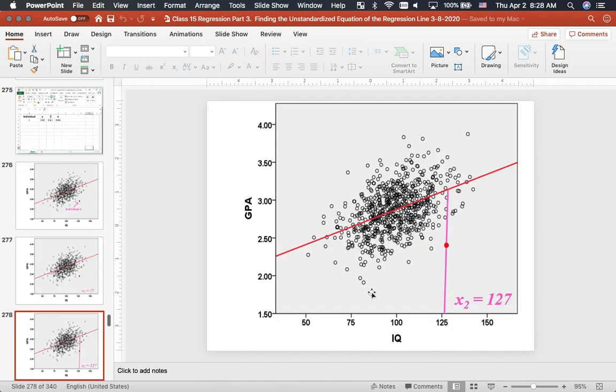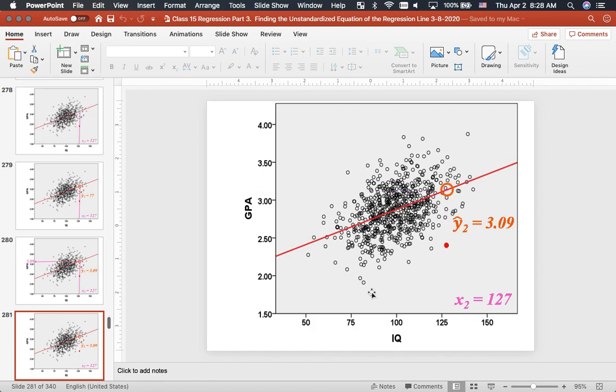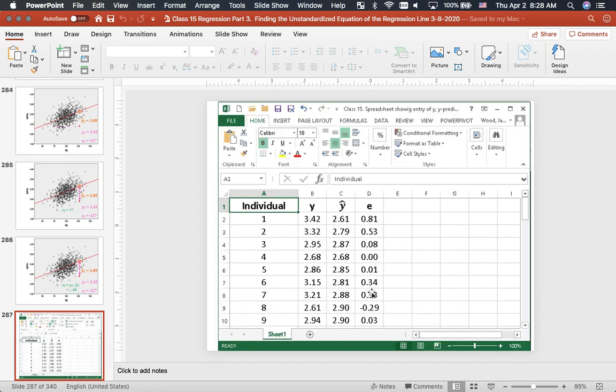Do individual 2. Let's see, 127, predicted 3.09, but his actual score is 2.41. So we got an error right there, negative 0.68. So we can do that for all 700 individuals.